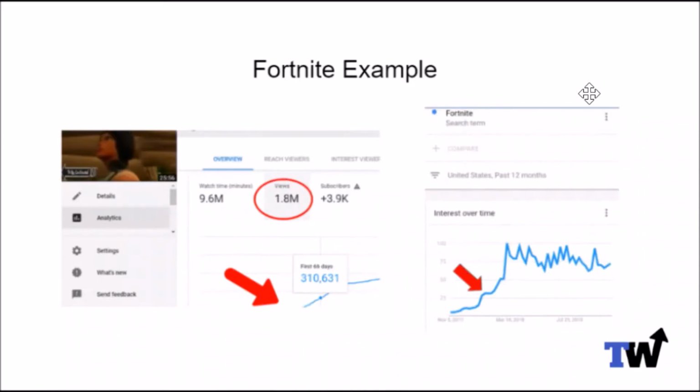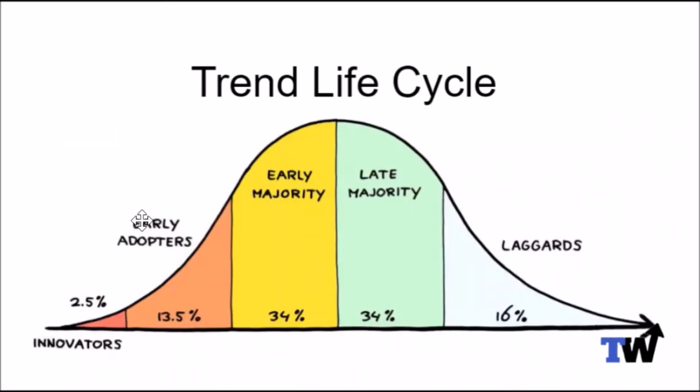On this screenshot on the right, I looked up the term Fortnite on Google Trends, and when I posted this video, Fortnite was at about this interest level right here. So I posted that video around the early adopter stage, where there was some competition, but it wasn't a lot. It was still relatively easy to rank high for that keyword.